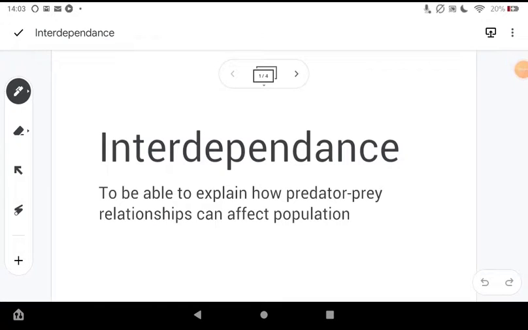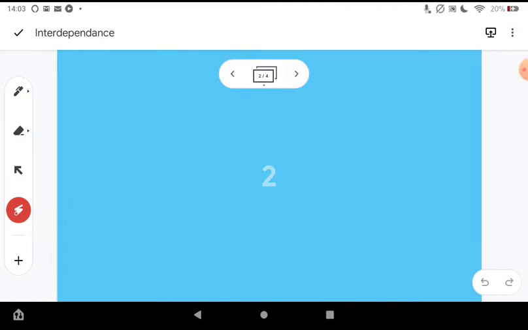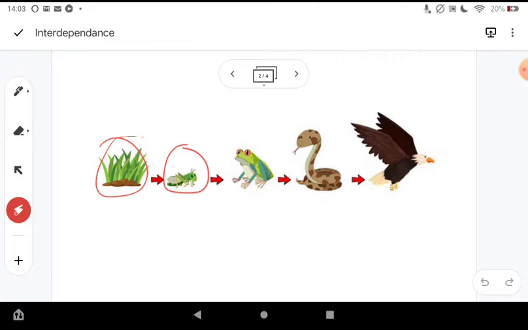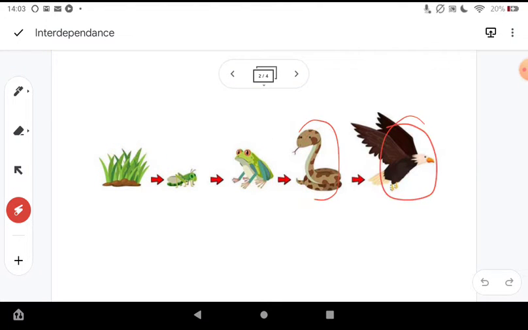Here we're going to have a look at interdependence, which is to do more with predator-prey relationships and populations and the food chain. So if we have a look at a very basic food chain, we've got a 5-tier food chain. Each of these is called a trophic level. You've got grass, grasshopper, frog, snake, and eagle. And there's a relationship that's going on here.